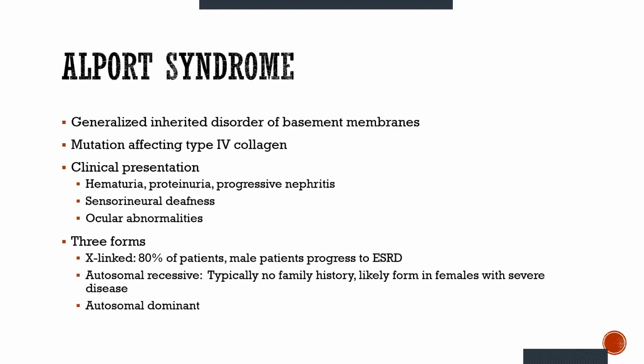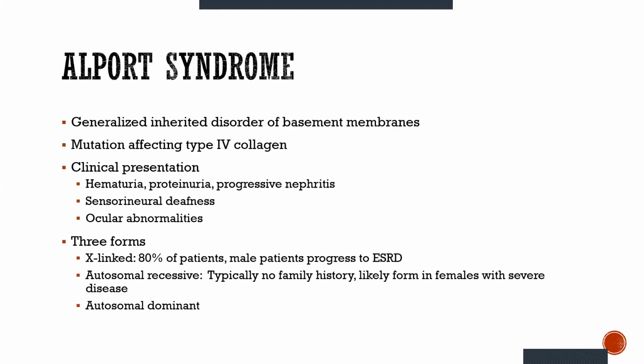Alport syndrome is another important one to be aware of. This is also inherited, and it's another inherited disorder of that basement membrane. And it's a mutation involving the type 4 collagen that makes up that basement membrane, but also basement membranes in other areas in the body, like the ears and the eyes and so on.